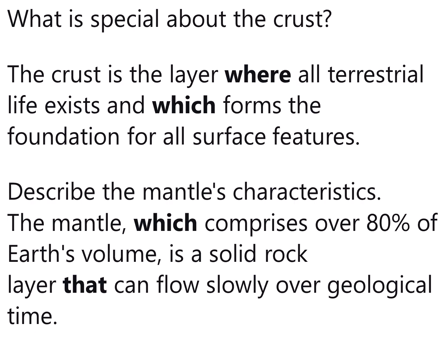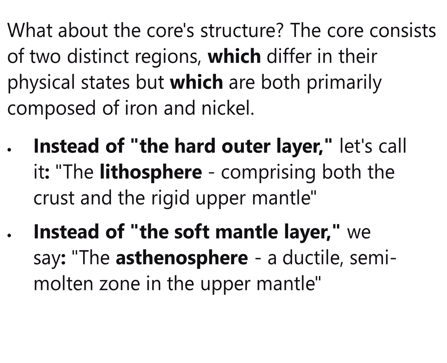Describe the mantle's characteristics. The mantle, which comprises over 80% of Earth's volume, is a solid rock layer that can flow slowly over geological time. What about the core structure? The core consists of two distinct regions, which differ in their physical states, but which are both primarily composed of iron and nickel. Let's replace basic terms with precise scientific vocabulary.